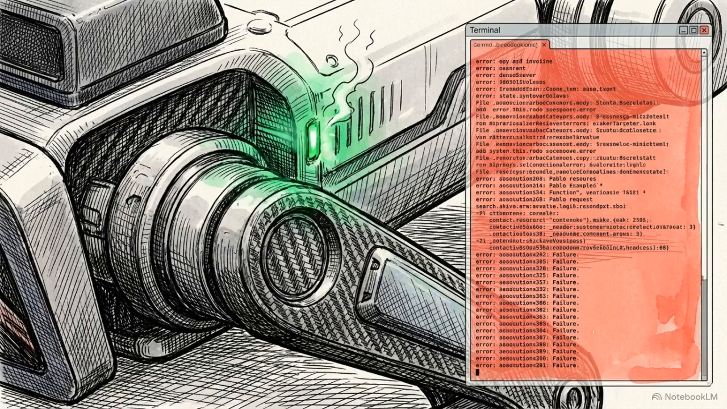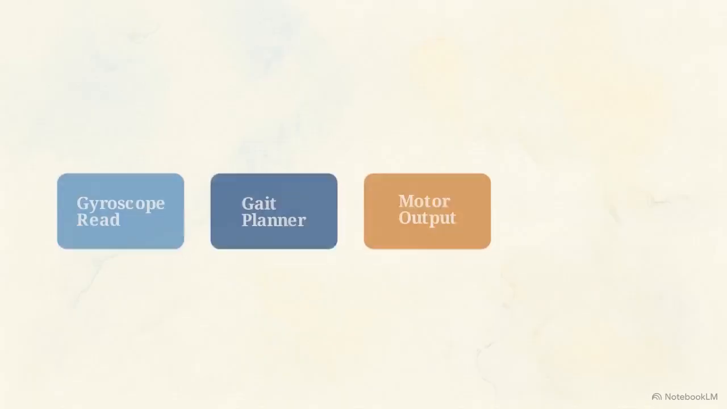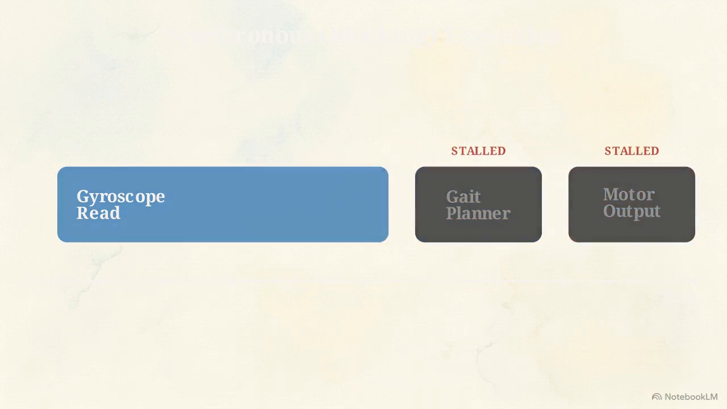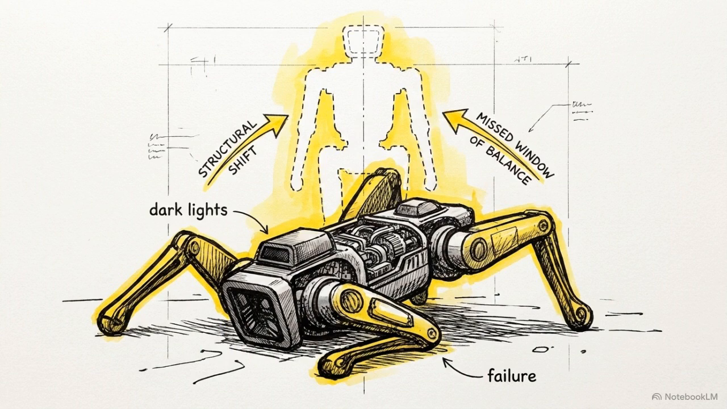The physical hardware is fine. The failure occurred in the software architecture. A slight delay in reading the gyroscope sensor forced the entire program to wait. By the time the code finally reached the motor commands, the mechanical balance window had passed.